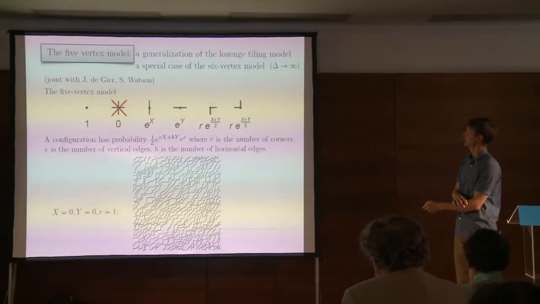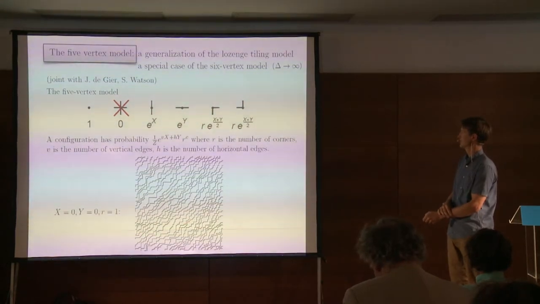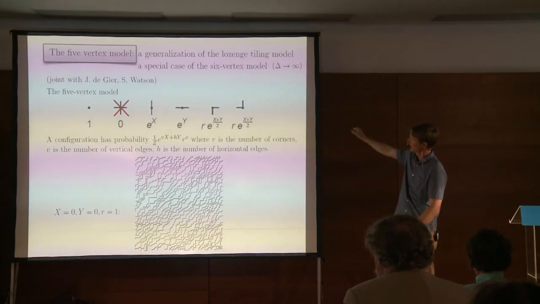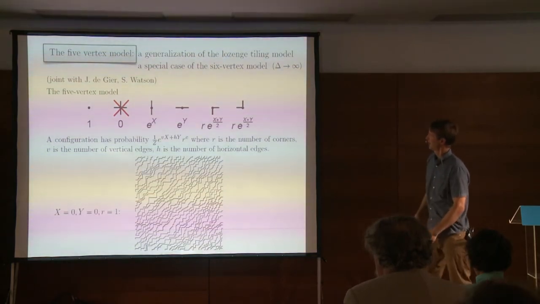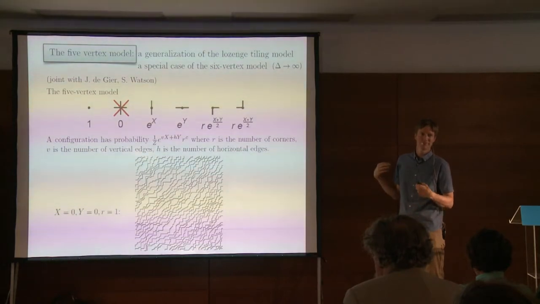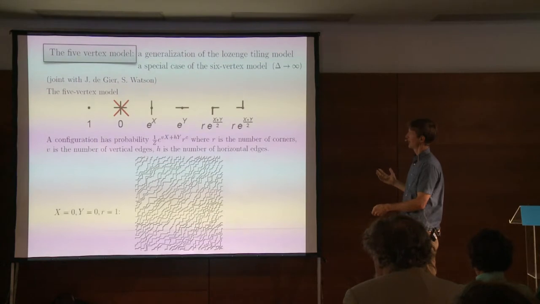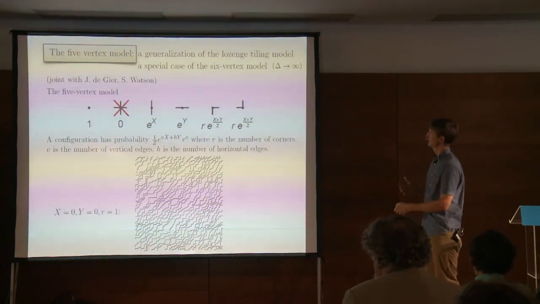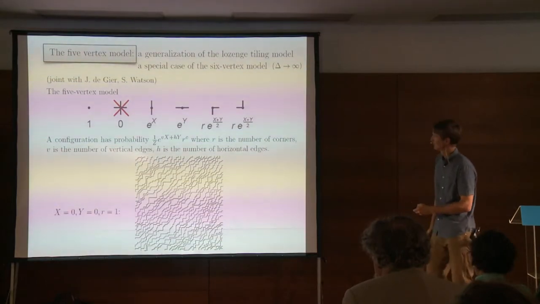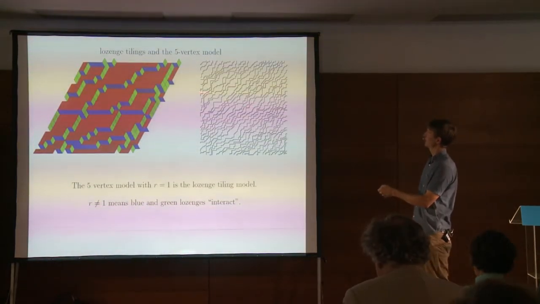So here's a typical configuration where x is 0, y is 0, and r equals 1 on some big torus. You can see it's just a collection of monotone lattice paths. And when r equals 1, we just get the uniform configuration on all lattice paths, where all the weights are 1, non-intersecting lattice paths. So this is, again, a copy of the lozenge tiling model. What's the relation with the lozenge tiling model?